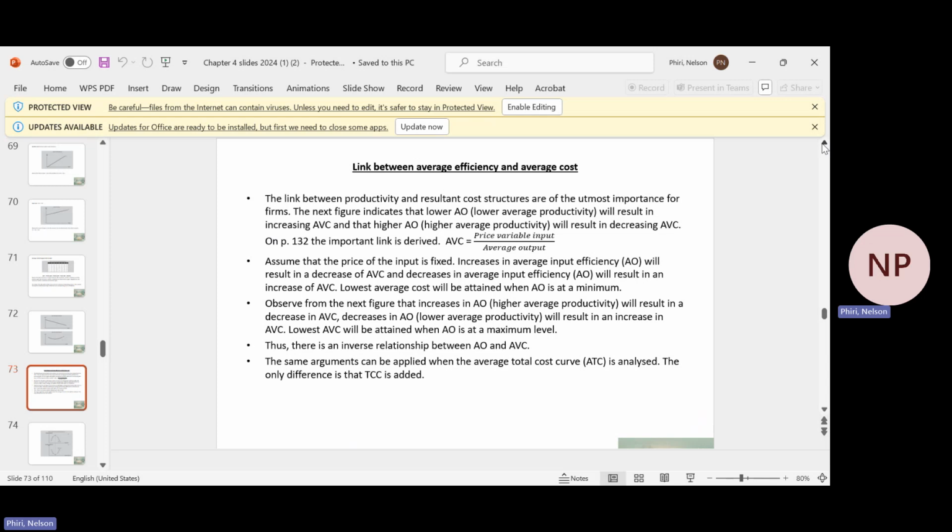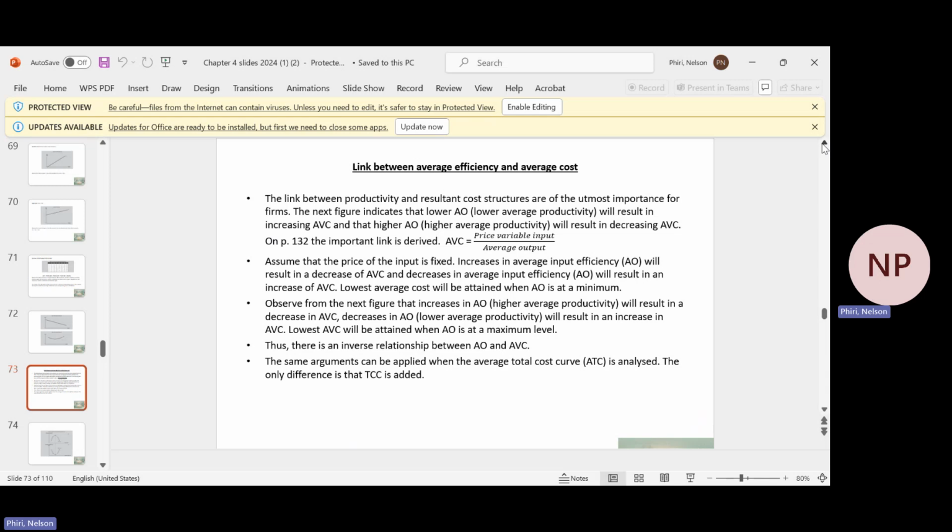So your lowest average cost will be obtained when AO is at its maximum. So when your AO is at its maximum, that's when we will observe the lowest average cost. So this shows us that there's an inverse relationship. If your AO is increasing, AVC is decreasing, and if your AO is decreasing, the AVC is increasing. So important things to note there.